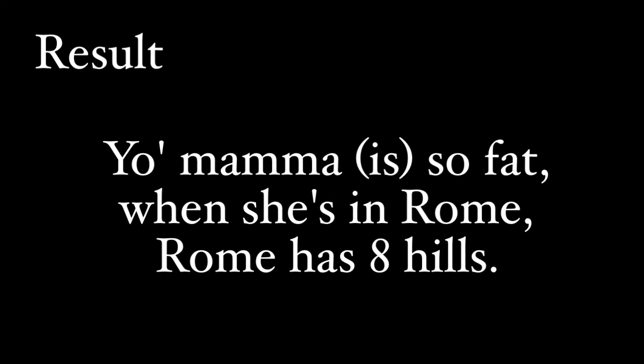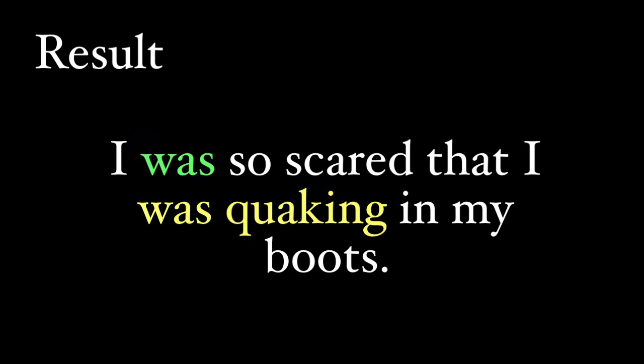The subjunctive also shows the result of an action. So here we go. Yo mama's so fat, when she's in Rome, Rome has 8 hills. The truth of the sentence is that your mom is obese. This is the indicative. The result of her being so obese is that she's often mistaken for a hill, and this is the subjunctive. I was so scared that I was quaking in my boots. What's the actual statement here? That I was scared. And the result of this is the subjunctive, that I was quaking in my boots.